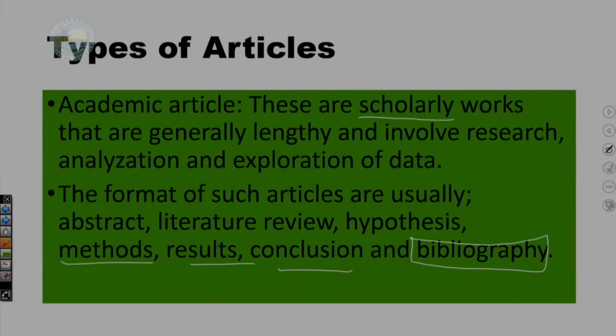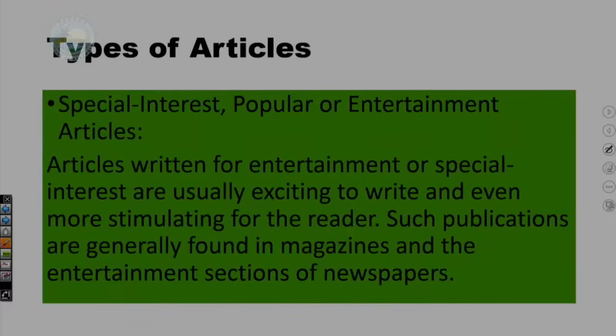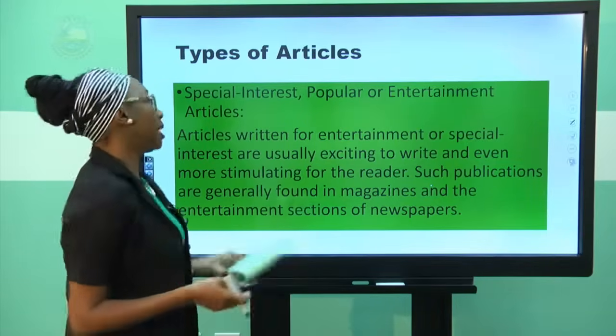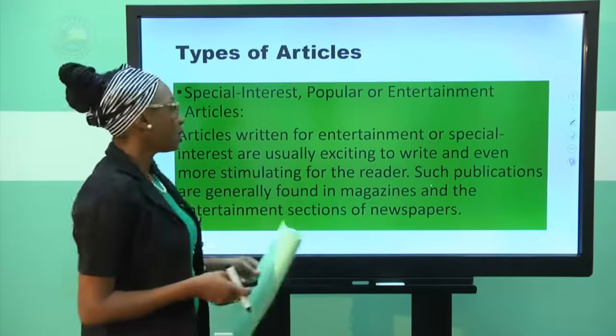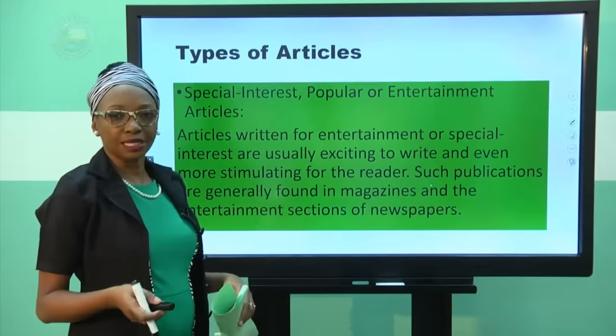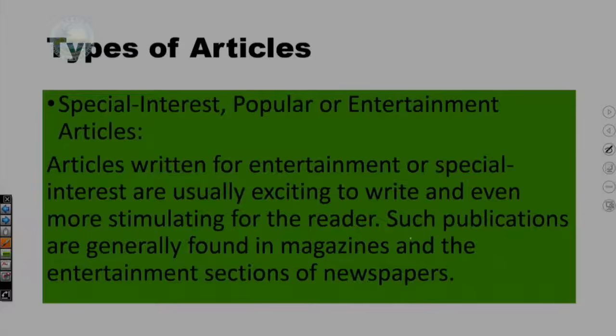We have special interest articles, popular and entertainment articles. These are usually found especially in magazines and entertainment sections of the newspapers. These are written for entertainment or special interest purposes. They're exciting to write and even more stimulating for the reader. We get a lot of our publications online now, but I remember being able to take up a magazine and go to a particular section to get an article on probably a movie star or a singer. You want to get information on a particular movie or something that you're interested in, and that special interest or popular entertainment article would provide me with that kind of information. We get that information on a lot of the popular websites, but you really prefer to get it from credible sources.